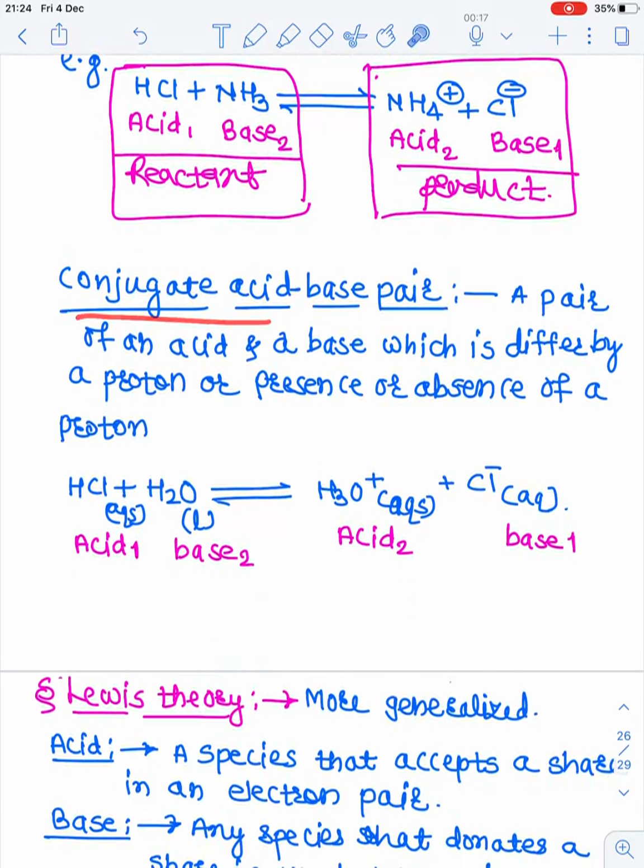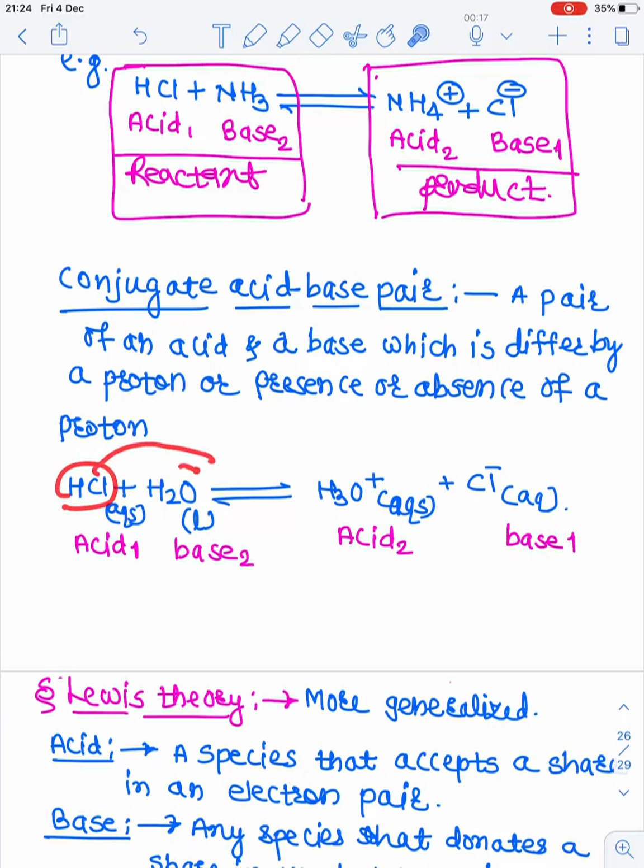conjugate acid base pair. What is meant by a conjugate acid base pair? First of all, it is a pair of an acid and a base which differ by a proton. There is only a difference of a proton, the presence or absence of a proton. It is known as the conjugate acid base pair.